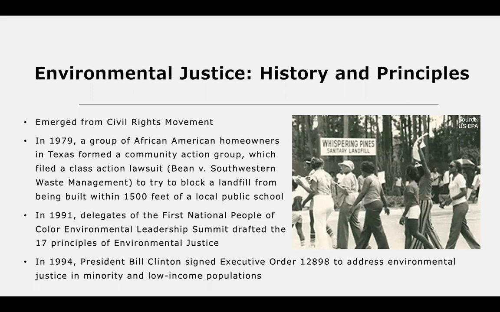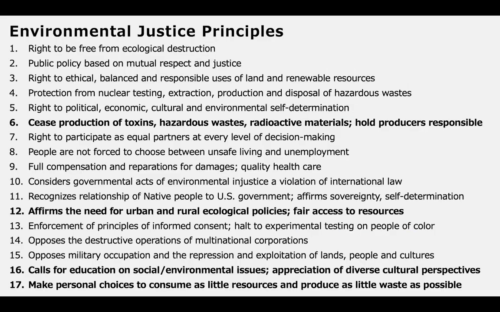All right, so another major event in the history of the environmental justice movement happened in 1991 when there was a leadership summit where the 17 principles of environmental justice were drafted. Those principles are still referred to today by environmental justice groups. In 1994, President Bill Clinton signed an executive order which addressed environmental justice in minority and low-income populations. And currently there's an environmental justice working group and activities through the Environmental Protection Agency, and so it is a movement that is still alive today.